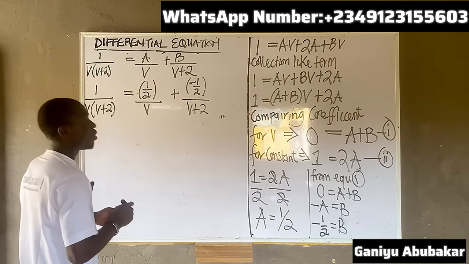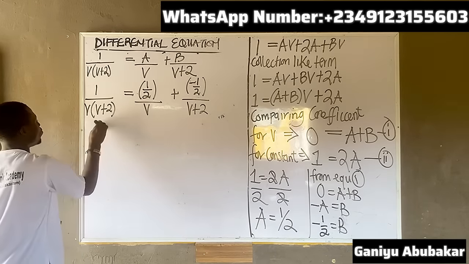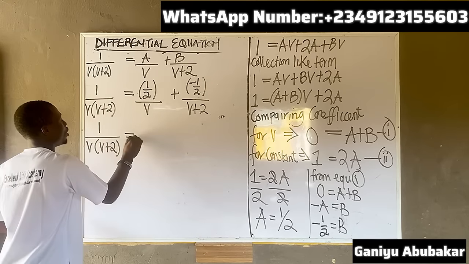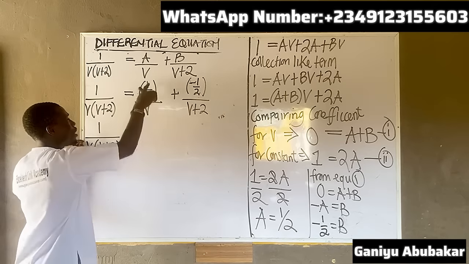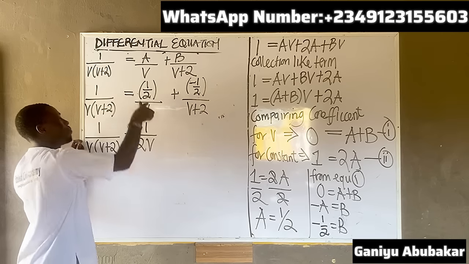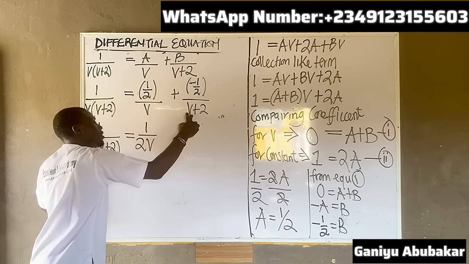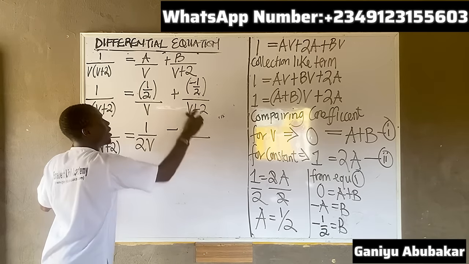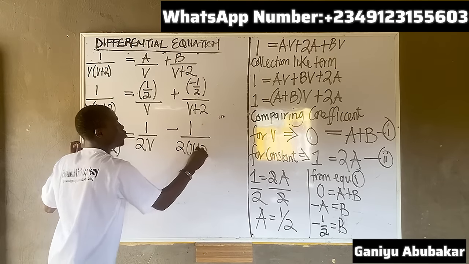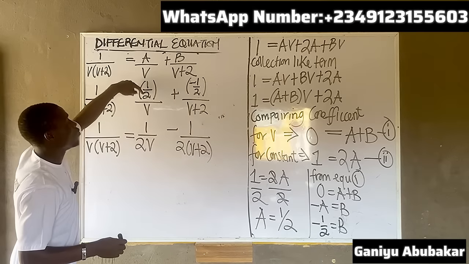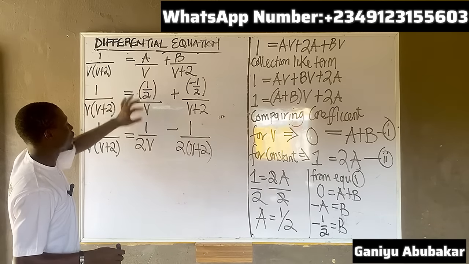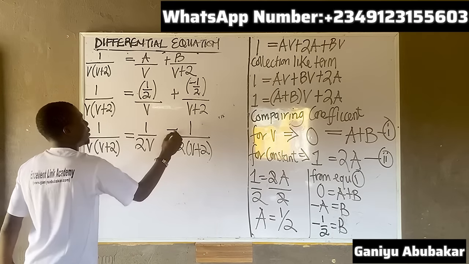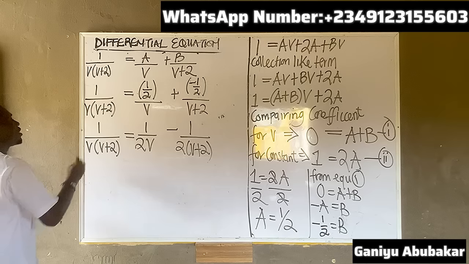To save time, why not simplify this? This gives you 1 over v into v plus 2 is equal to 2 times v, that gives 2v. So that gives you 1 over 2v. Multiply this down with this one here. Plus minus gives you minus 1 over 2 into v plus 2. To save time, multiply the denominator here with this one here. 2 times v gives 2v. 2 times this gives you 2 into v plus 2. So negative plus minus gives you minus. So I have this one here.